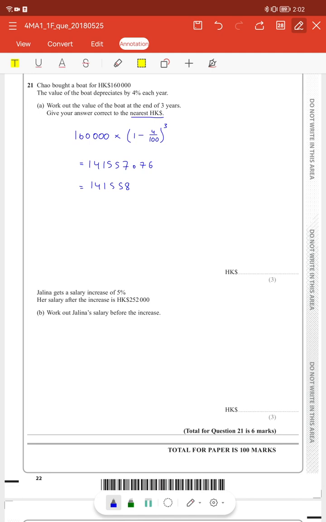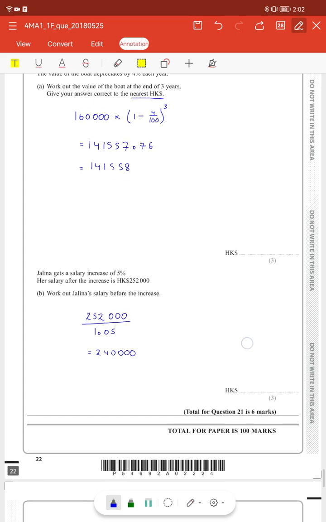Jelena gets a salary increase of 5%. Her salary after the increase is that. So we just need to divide that by 1.05, which would give us 240,000 Hong Kong dollars.